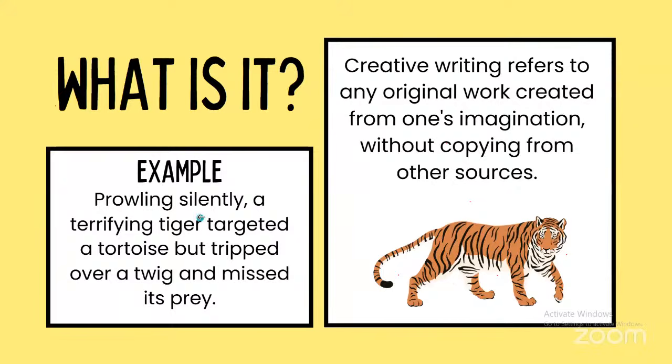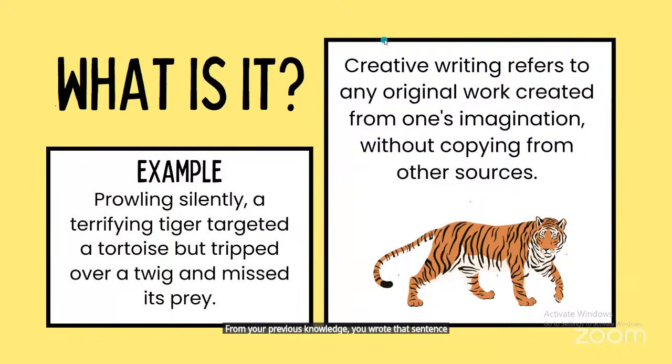Prowling silently. A terrifying tiger targeted a tortoise but tripped over a twig and missed its prey. Whatever you guys wrote was your creativity. Whatever knowledge you have from your previous knowledge, you wrote that sentence.